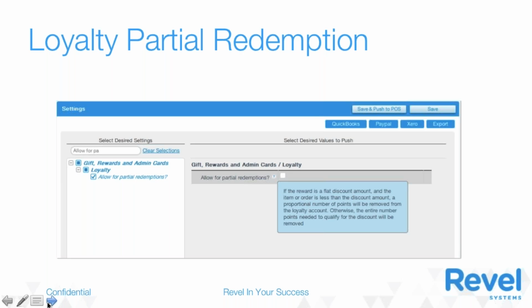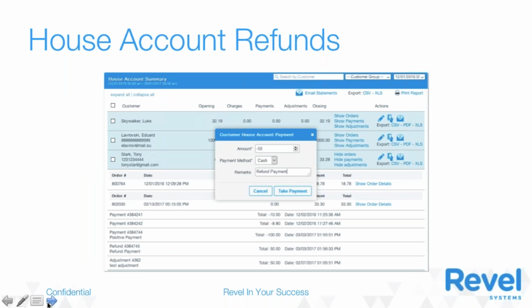For loyalty partial redemption, if you have a flat reward and you don't use it all, you can choose to use a proportional amount of points, or you can use it all. This is a feature that you'll have to contact support to turn on if you want a partial redemption for your loyalty.